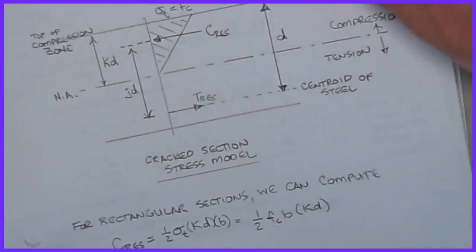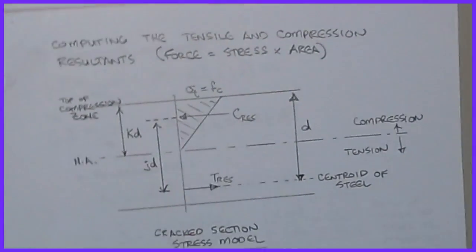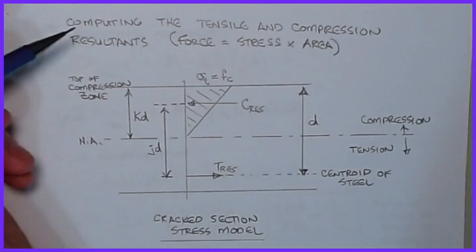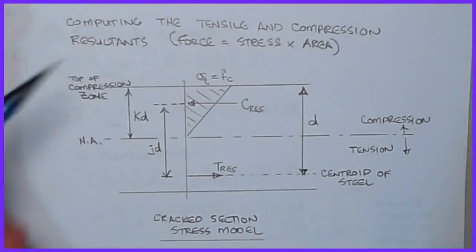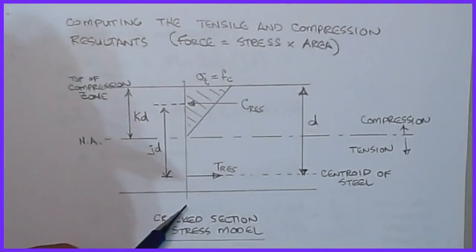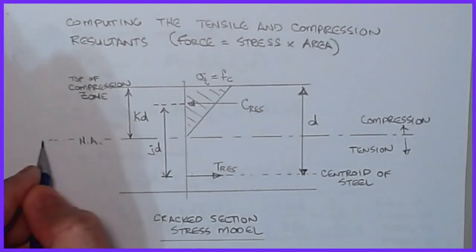All right, so here's what we're going to do. Let's take that last picture that we had. If I'm looking at computing the tensile and compression resultant forces, again, we said we're going to take force equals stress times area. And so this becomes my diagram. So here's my neutral axis again.